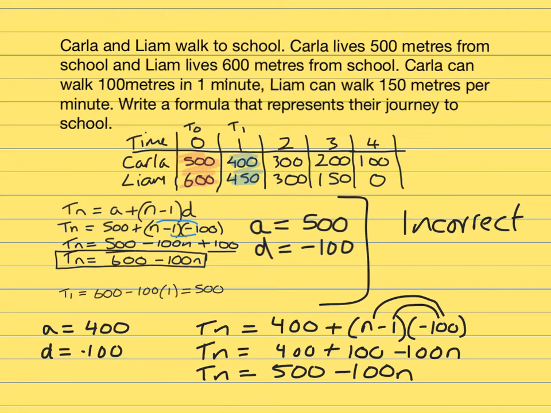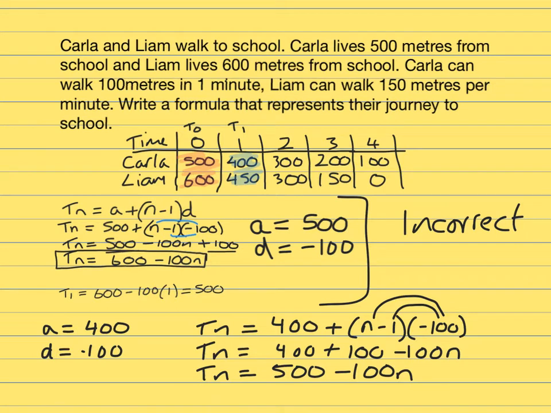So if I put in 0 for n, so no time, then what would happen is I get 500 minus 0, which will give me 500. So I'm not worried about that then. I know that that's correct. Okay, so that can be a little bit confusing. It is something you have to be careful of.